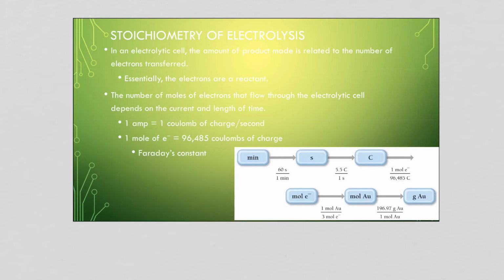So we can do what we call stoichiometry of electrolysis, where this is where we can predict how much metal is going to be formed or how long it's going to take to produce a specific amount of metal by understanding the electrons, the stoichiometry of the electrons. So we're going to essentially treat electrons in this application as an actual reactant in our process.